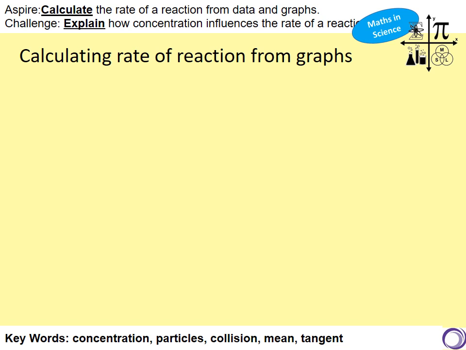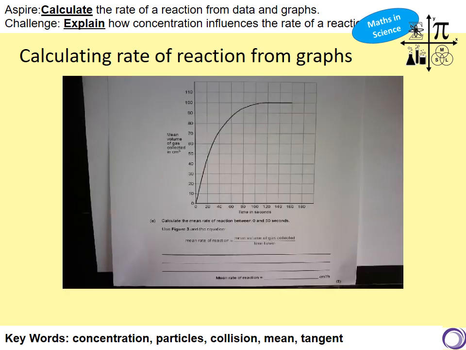So far, we've looked at just calculating the rate of reaction. Sometimes you will need to use a graph to be able to do this. Here's an example. In this type of question, the examiner has increased the complexity of the question. This time, the numbers are not given to you in the question, but you need to read them from the graph. So, the question says calculate the mean rate of reaction between 0 and 50 seconds.